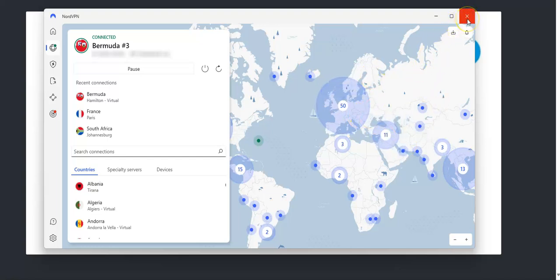But it's more about privacy. It's more about hiding your location and protecting your data online. And that's what there really is to know.